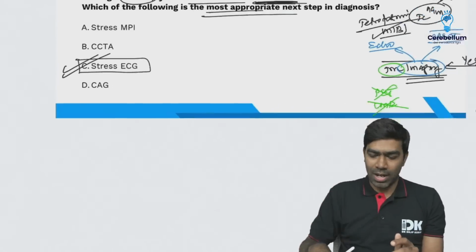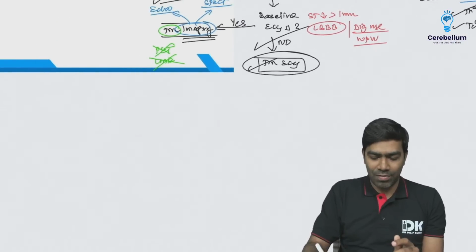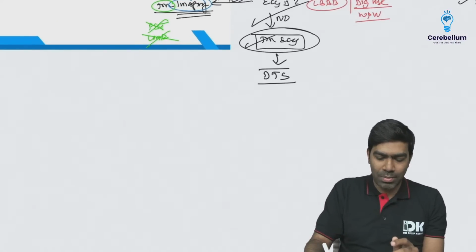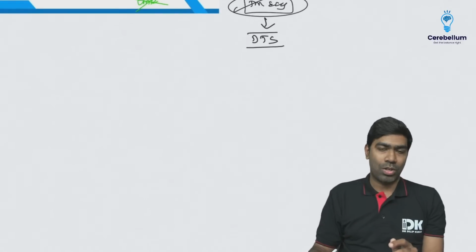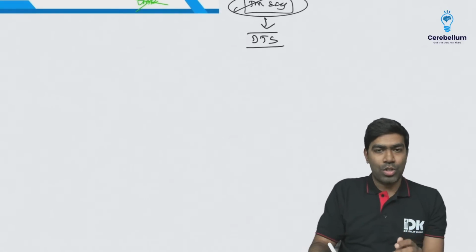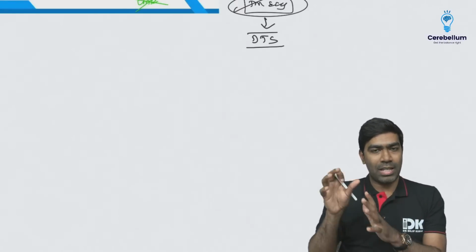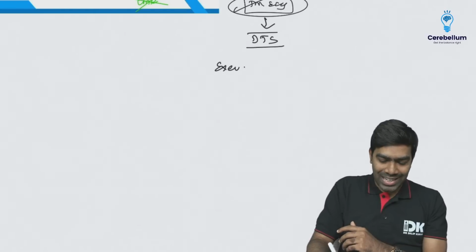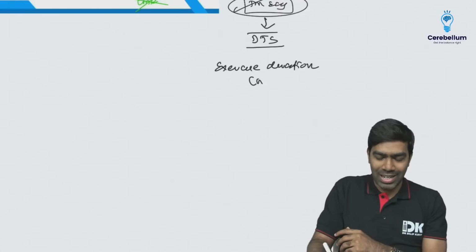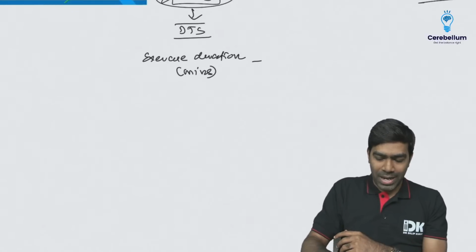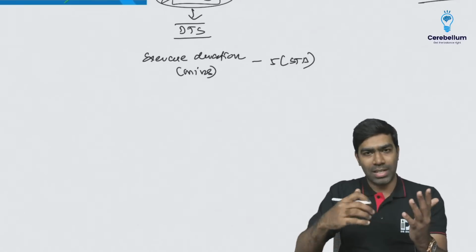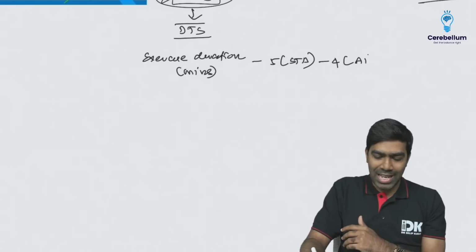And one point that they will ask you in stress ECG is how will you risk stratify based on treadmill ECG. We're going to use a scoring system called DTS, Duke's Treadmill Score. So what do you mean by Duke's Treadmill Score? You're going to use the ST depressions and the amount of exercise that the patient is doing on the treadmill. It is defined as exercise duration. This is a very important question for exam. Exercise duration in minutes minus 5 times the ST segment deviation, it could be ST elevation or ST depression, minus 4 times the angina index.